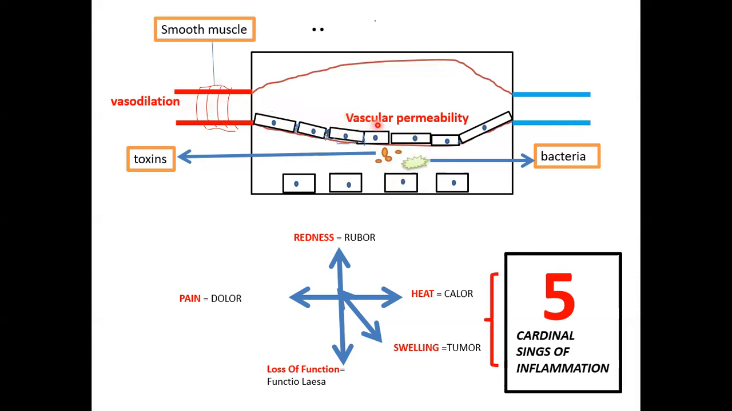And vascular permeability means the vessel is underlined by endothelial cells, and there are gaps. Now during inflammation, the gaps widen. There are leakages. Remember what happens when there is a leak: we get edema and swelling, because proteins and fluid leak from the blood into the tissues. That is vascular permeability.